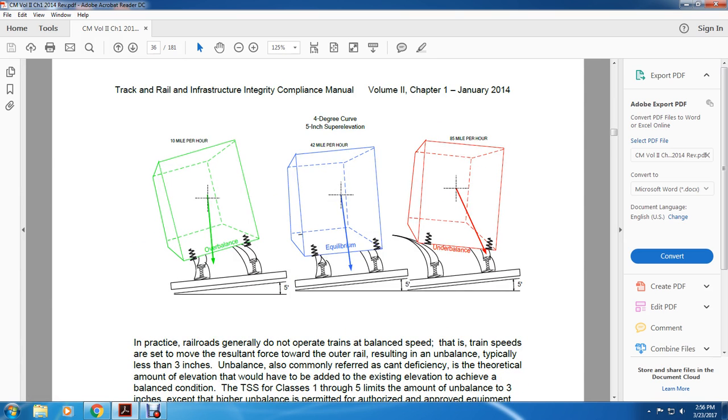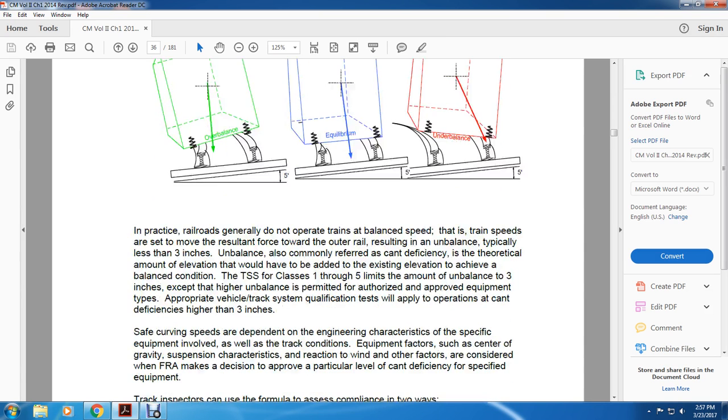Alright, 10 miles per hour overbalance. You see on the left, a 4 degree curve with 5-inch superelevation at equilibrium, and you see the 85 miles an hour unbalance, overbalance, unbalance, and equilibrium.